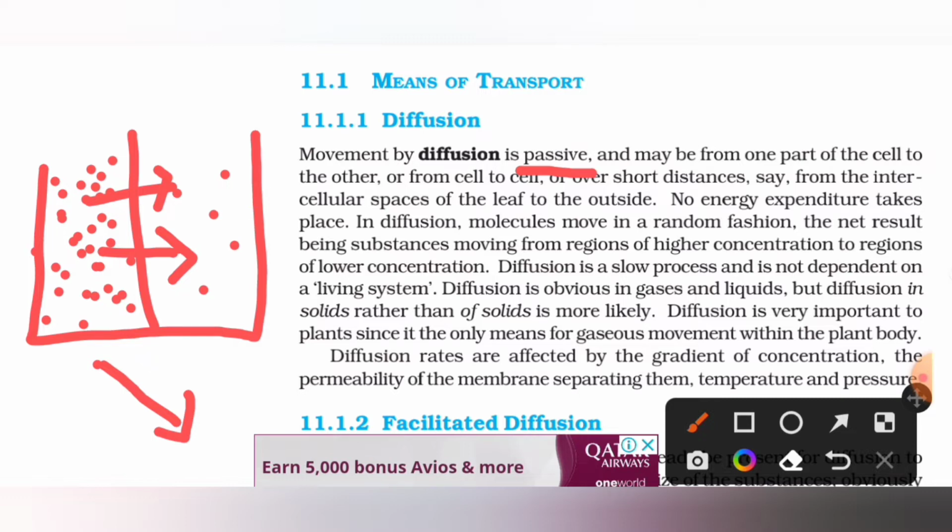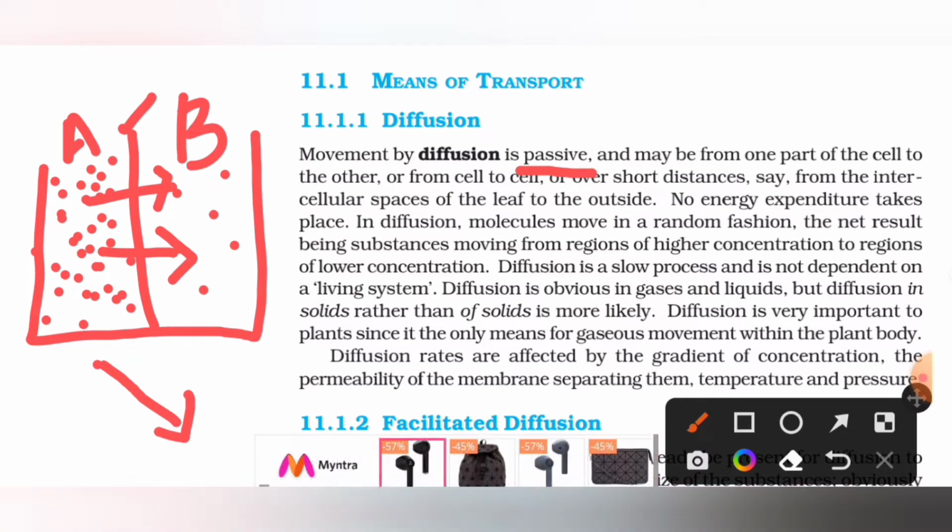It also moves on the basis of pressure. In beaker A and beaker B, in between I have drawn a line, which is the semi-permeable membrane, right? The diffusion pressure in beaker A is more, whereas in beaker B the diffusion pressure is less, right? The movement of molecules depends on the diffusion pressure also. Where the concentration is more, the particles will move.